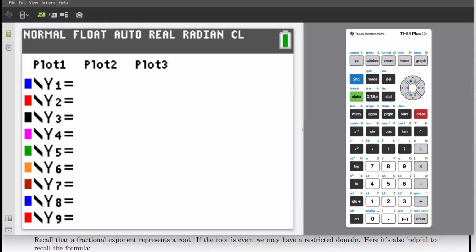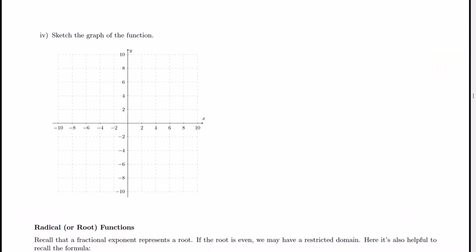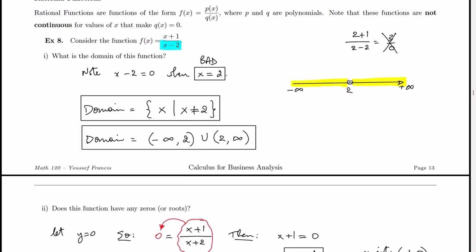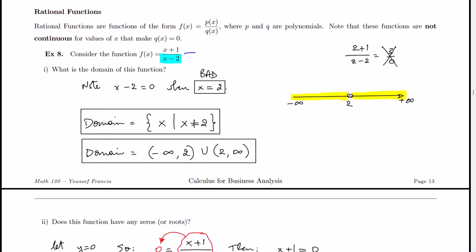I'm going to put my f of x, which is x plus 1 divided by x minus 2, over on y1. Because my function has a numerator and a denominator, I need to put everything inside parentheses. So I'm going to start with the parentheses x plus 1 for the numerator, divided by the parentheses x minus 2 for the denominator. Basically, you will need to translate the original problem into the format x plus 1 divided by x minus 2 and put it this way into your calculator.